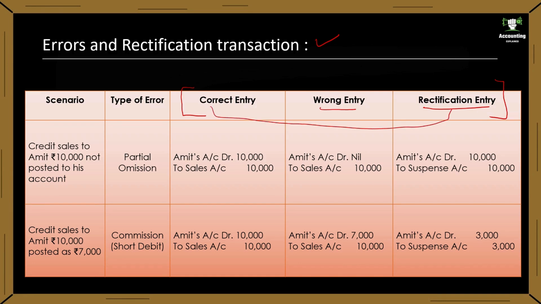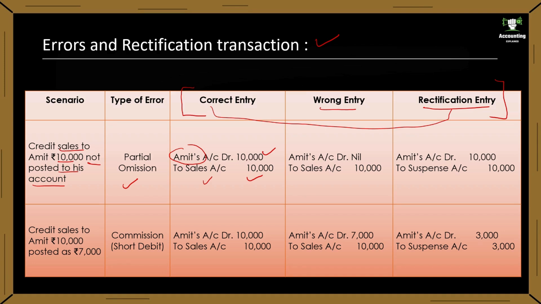Okay. The first transaction is credit sales to Amit rupees 10,000 not posted to his account. This is partial omission. What is the entry that you should have passed? As the correct entry: Amit account debit 10,000 to sales account, like any other credit sales. Amit is the receiver of goods, so Amit account will be debited, debit the receiver, to sales account. Sales is an income, credit the income. This is the entry you should have passed originally.